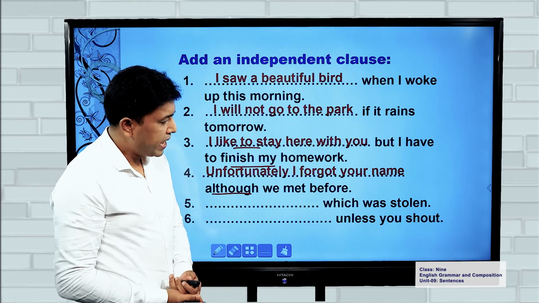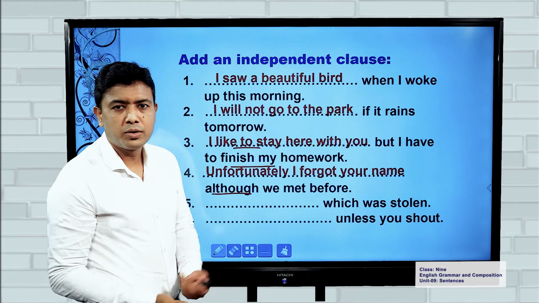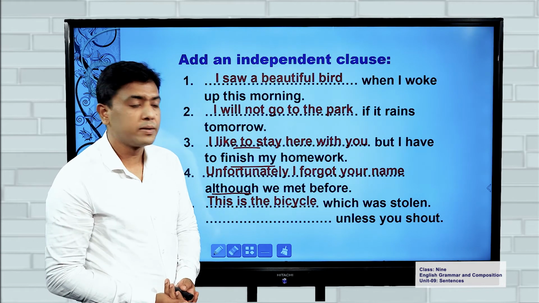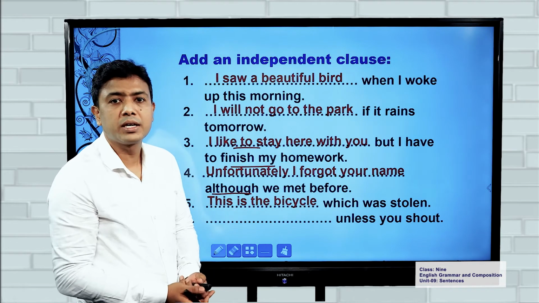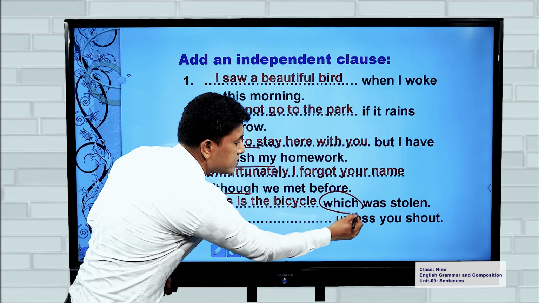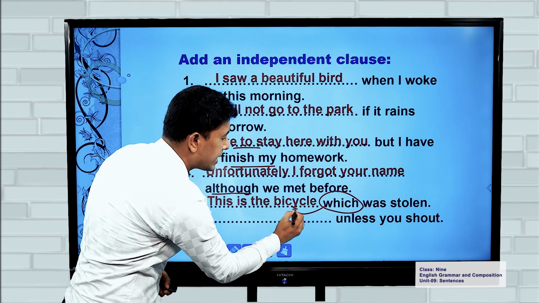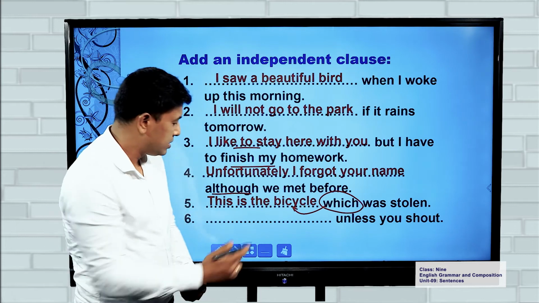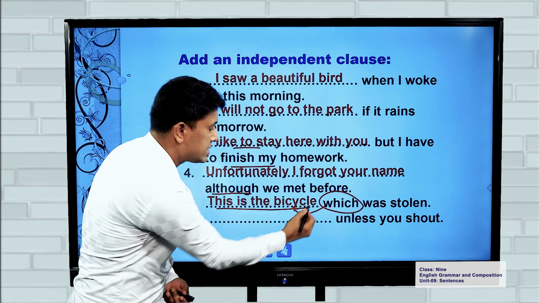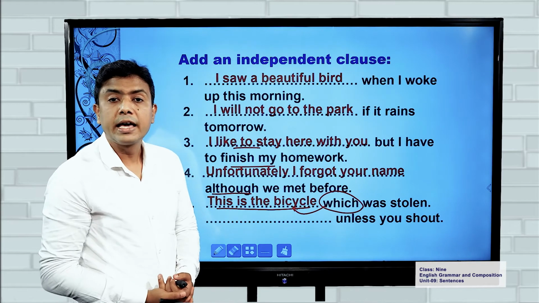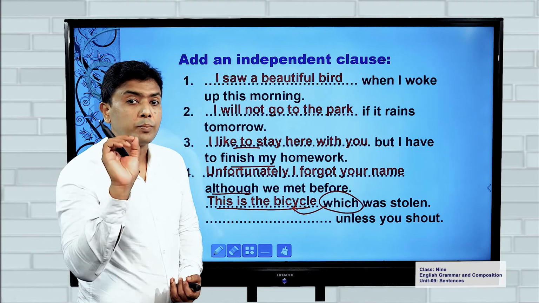Number 5, gap, which was stolen. So if we write in this way, this is the bicycle which was stolen. So we are referring to something that was stolen before. By using this relative pronoun, we are referring to the bicycle. So this is the bicycle which was stolen. This part is the use of an independent clause. This is the bicycle can also stand as a complete sentence.